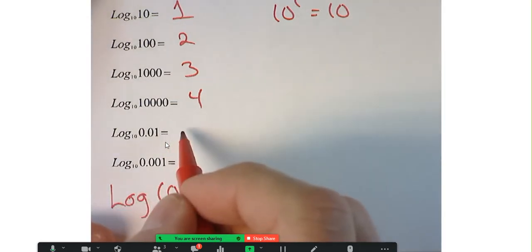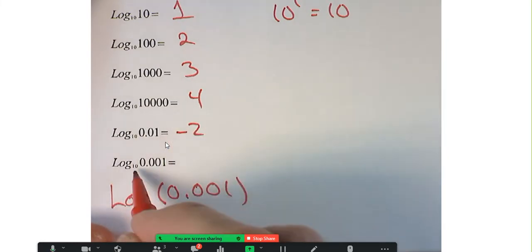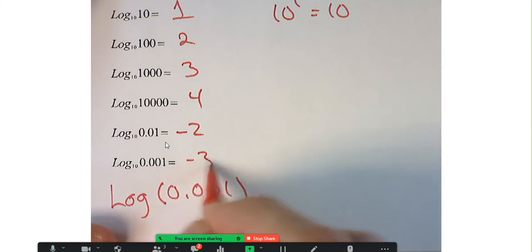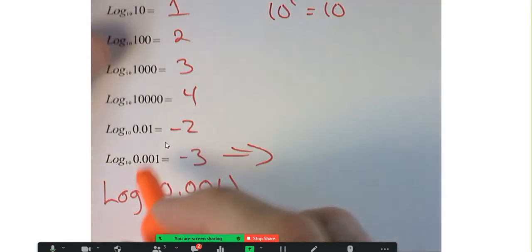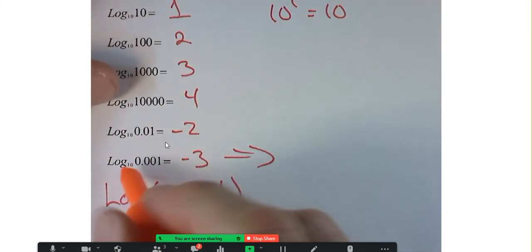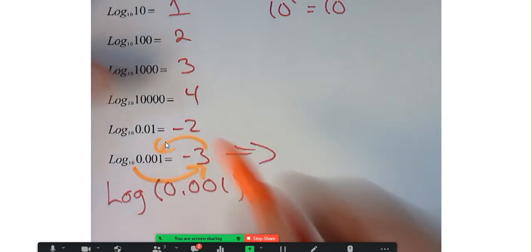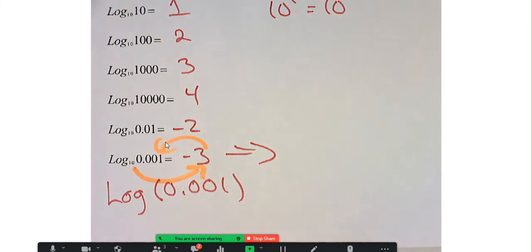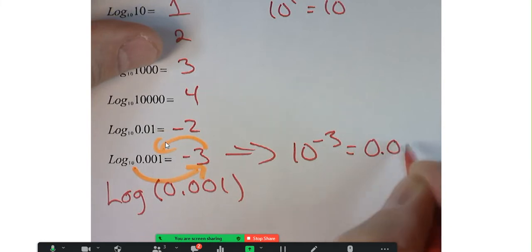All right, does anyone get these values? Log base 10 of 0.01 should have been -2. Log base 10 of 0.001 would be -3. For a little bit of practice here, what would be the equivalent statement using exponents for that last one there? Always start with the base. The base to this power equals that. So that would be 10 to the -3rd power equals 0.001.